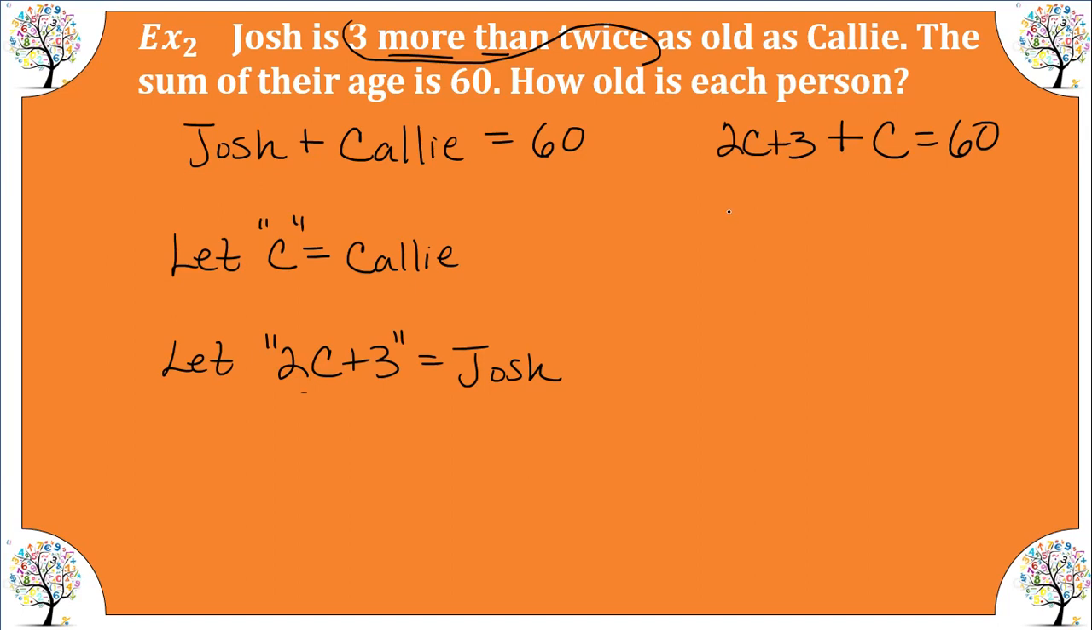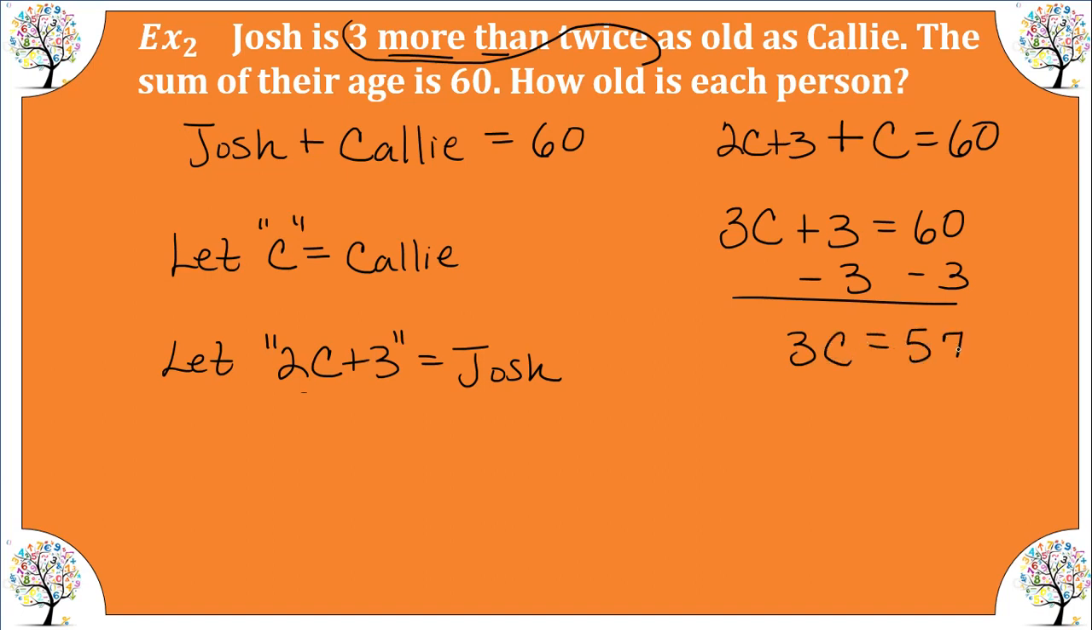So we're going to collect like terms. So we have 3C plus 3 equals 60. We're going to subtract 3 from both sides. We're going to divide each side by 3. And 3 goes into 57, so 3 goes in once. So that looks like 19. Let me just double check myself.